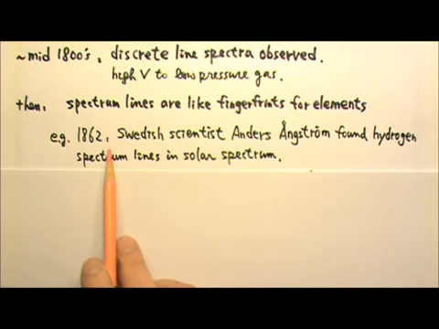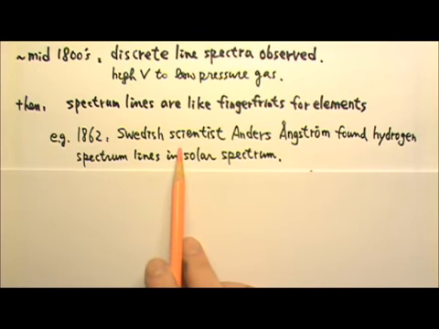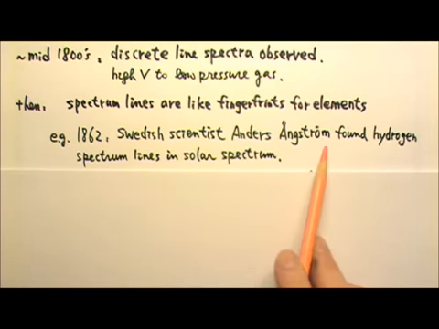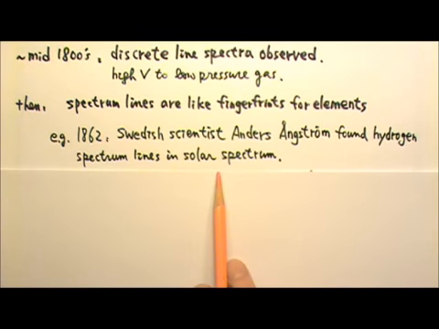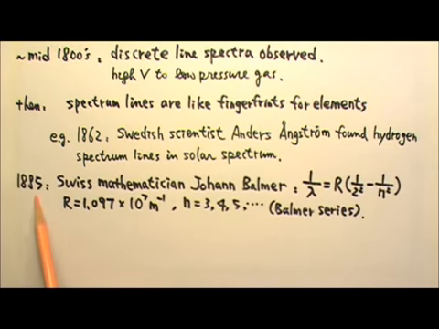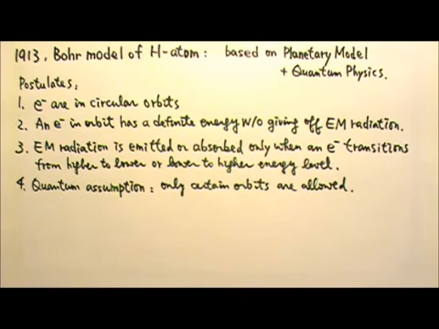For example, in 1862, Swedish scientist Anders Ångström found hydrogen spectrum lines in the solar spectrum, which led to his discovery of hydrogen's presence in the sun's atmosphere. Then in 1885, Swiss mathematician Johann Balmer used trial and error methods to develop this simple formula that gives wavelengths that match Ångström's wavelength measurements for hydrogen spectrum lines. By the way, you do not need to memorize this formula. Now let's go back to the atom models.